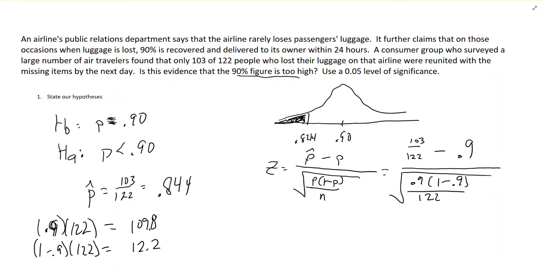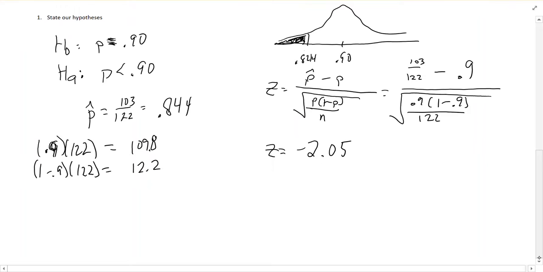If we crunch that into our calculator, our second step here is to find the test statistic. That should be 103 divided by 122 minus 0.9, in a set of parentheses. Divide by the square root. The square root works as a nice grouping symbol for us on the bottom. We want to make sure that everything underneath ends up under the square root. I'm getting a z-score of negative 2.05. So my sample is about 2 standard deviations below the mean. It's fairly unusual to get something that far away from the mean.